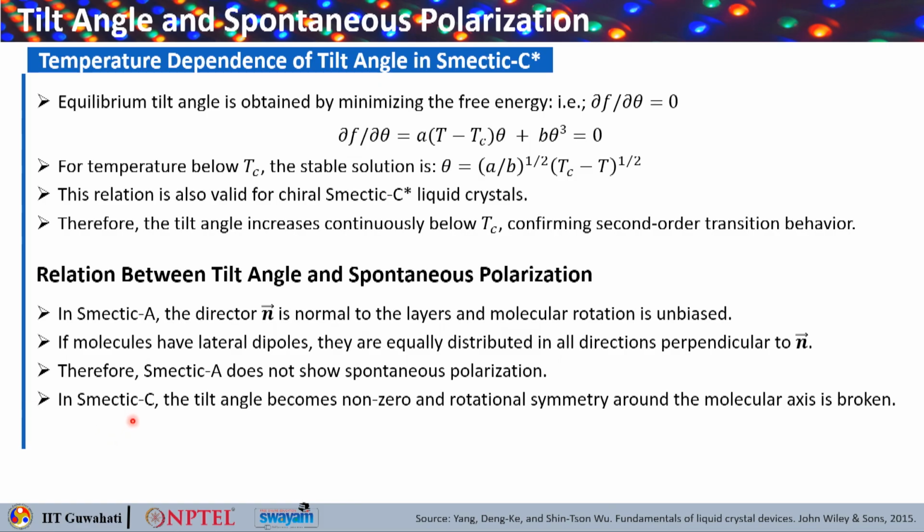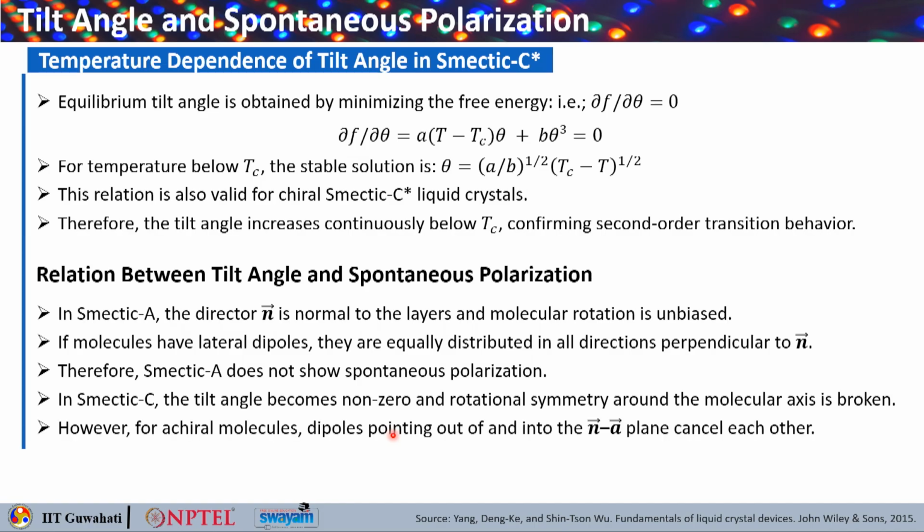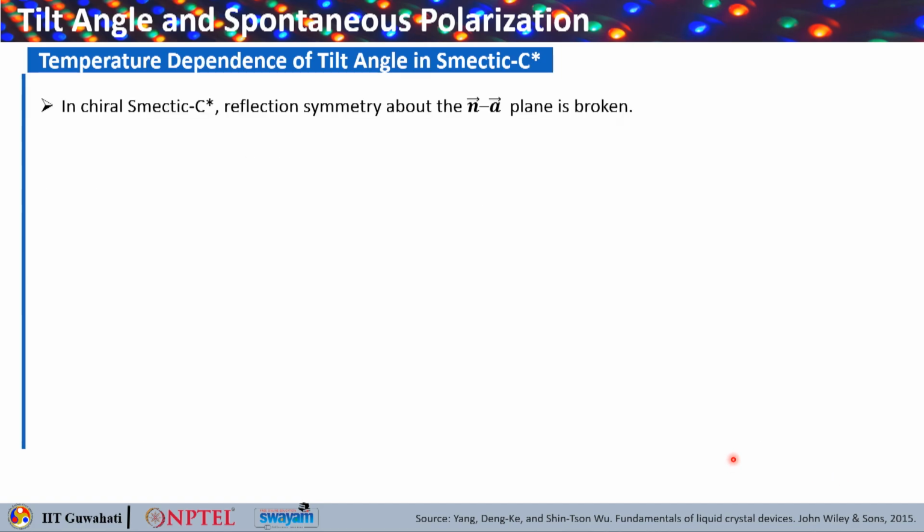However, in smectic C, your tilt angle becomes non-zero. In that case, the rotational symmetry around the molecular axis is now broken. However, if the molecules themselves are achiral, then the dipoles which are pointing out of and into the NA plane will cancel each other out. So with smectic C of achiral molecules, you don't see any spontaneous polarization.